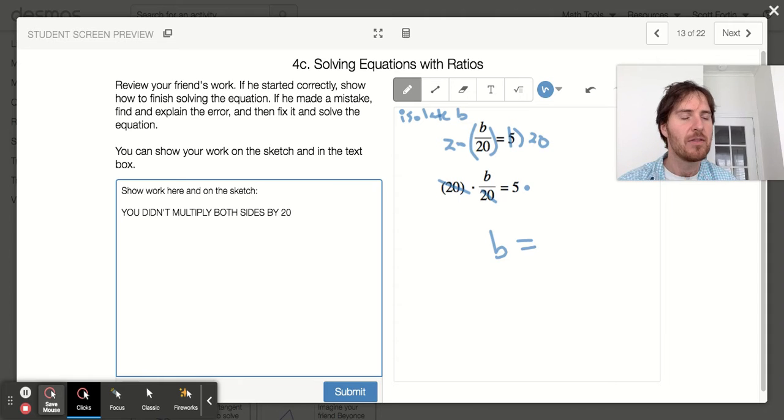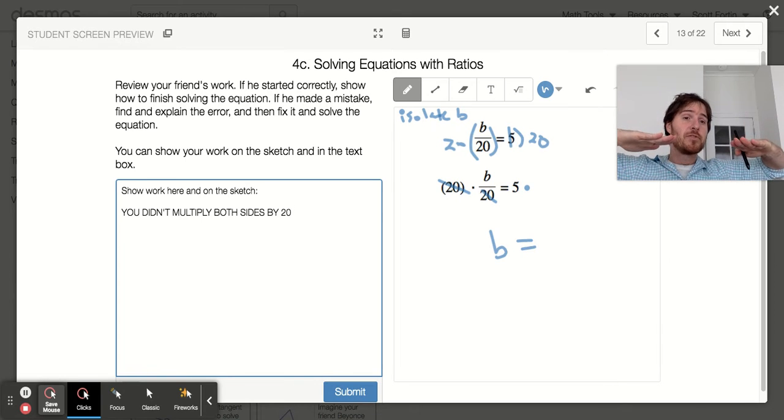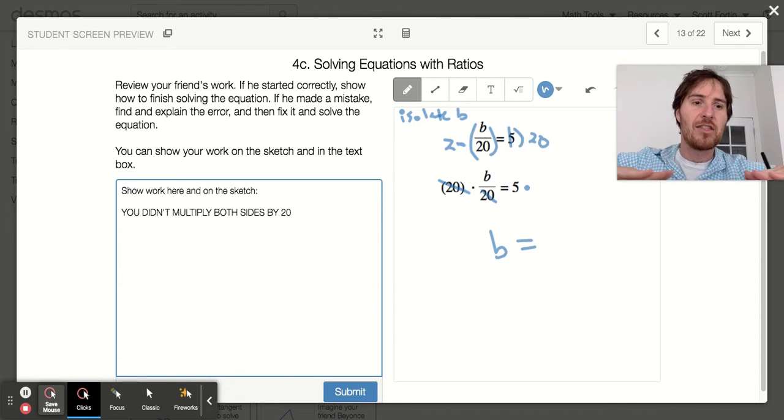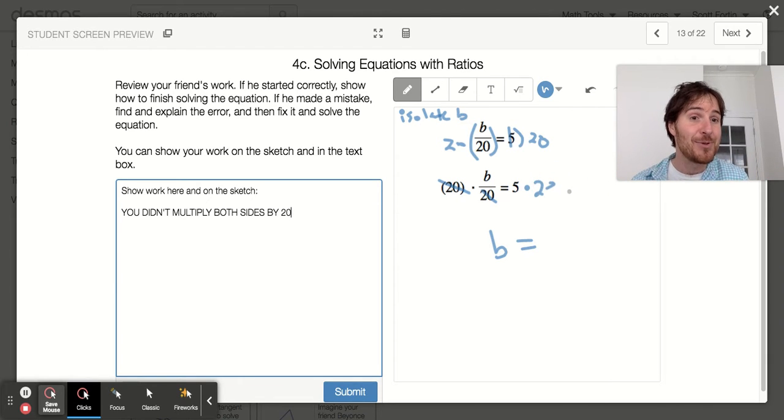If you're going to multiply the left side by 20 to cancel out that dividing by 20, you got to multiply the right side by 20 to make sure your equation remains balanced. Remember, an equation means things are equal to each other. It's just like a scale, like a weighed down scale. They equal each other. I multiply one side by 5, make it way heavier. They're not equal anymore. I got to multiply my other side by 5 so that they're actually in the same place here, okay? So that's what they did wrong, okay?